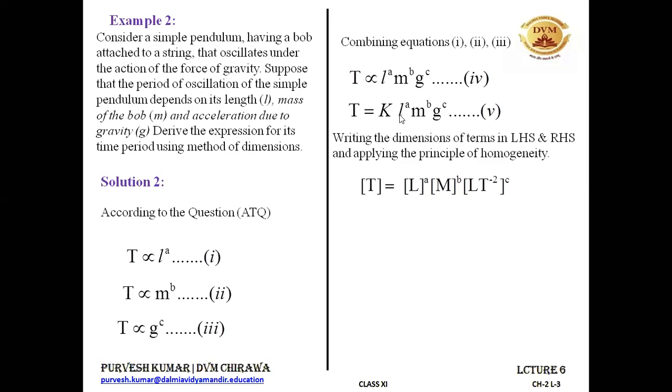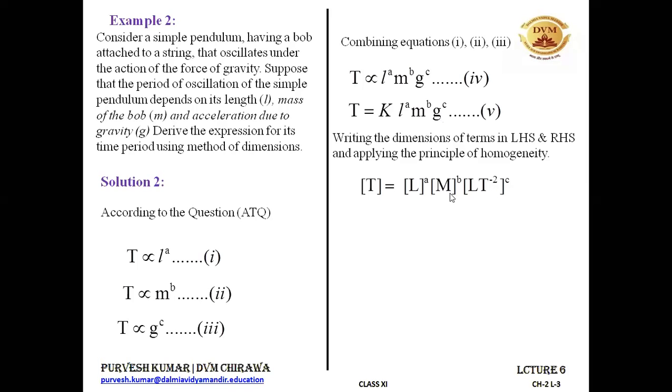Length L will have dimension as capital L. Mass small m will have a dimension as capital M. And this small g is acceleration due to gravity, so it will have the dimensions of acceleration. All right. So its dimensions will be LT minus 2. We have done it. The dimensions for acceleration is LT minus 2. With the powers, I have written L to the power A, M to the power B, and in place of G, I have written the dimension as LT minus 2 and the power is C.